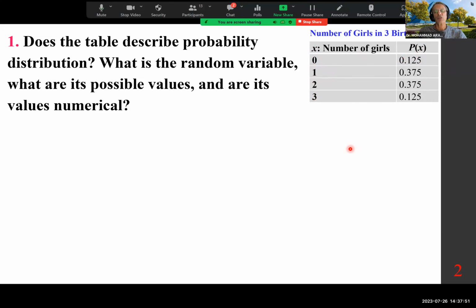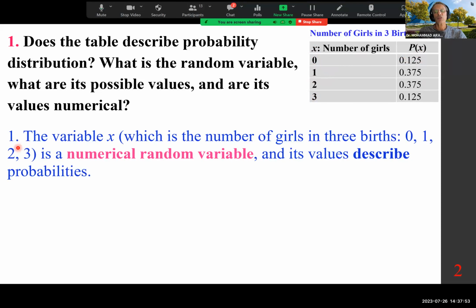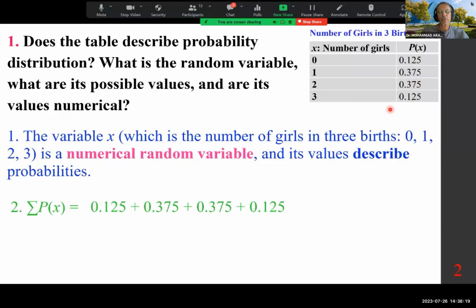So here's a couple of things. Number one, the variable X, which is the number of gears in the three birds, 0, 1, 2, 3, is a numerical random variable, and its values describe probabilities. So these are the probabilities. Summation of P of X: this column, if we add them up, must add up to 1. So that is one of the criteria. It has to add up to 1.